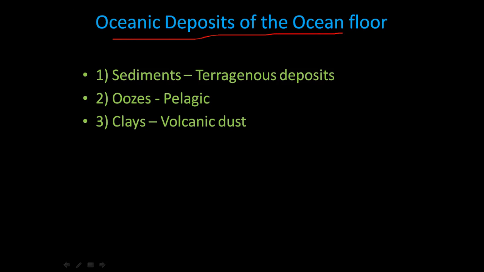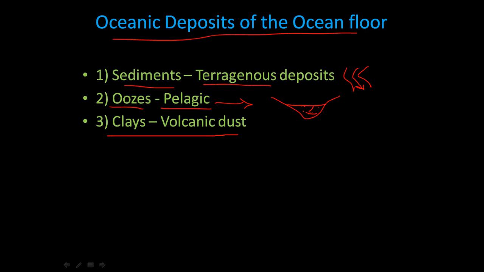Well, the oceanic deposits on the ocean floor are of three types. First, there are sediments. These are terrigenous, that is, they are deposited by the rivers and have been brought from the terrestrial portion, that is the continents. Secondly, we have the oozes. These are pelagic deposits, which means that they are formed in the ocean only. Thirdly, we have clays, and they are given by volcanic dust.